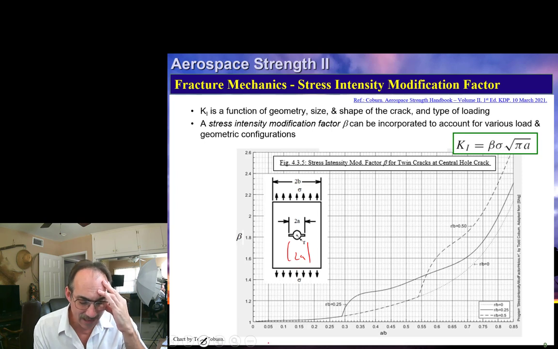So A is half of that value. Okay. Then we're going to go and calculate our A over B ratio. Great. Then we're going to select the curve, our R over B ratio. So if the radius of the hole is 0, if there's no hole, just a central crack, that should be very similar to our earlier curve, and that would be this curve down here.